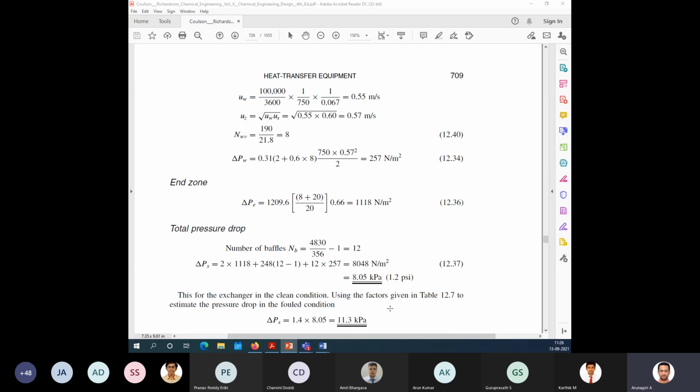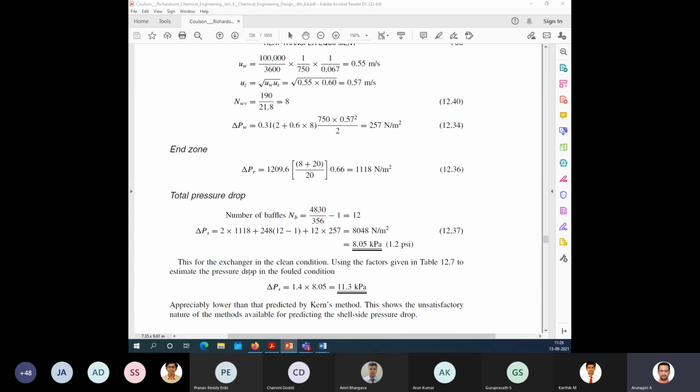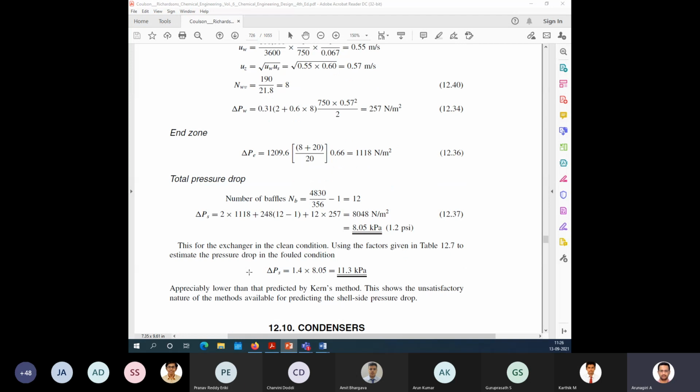So this is the way to calculate the pressure drop in the case of the Bell-Delaware method.